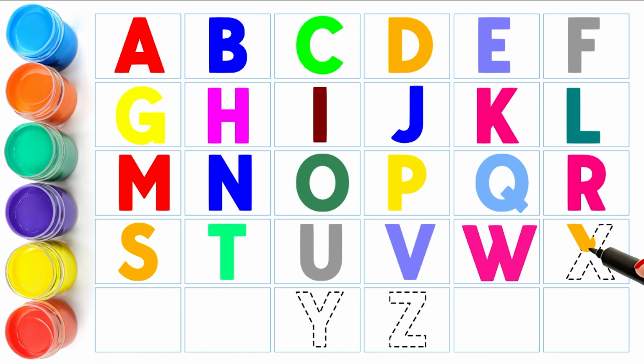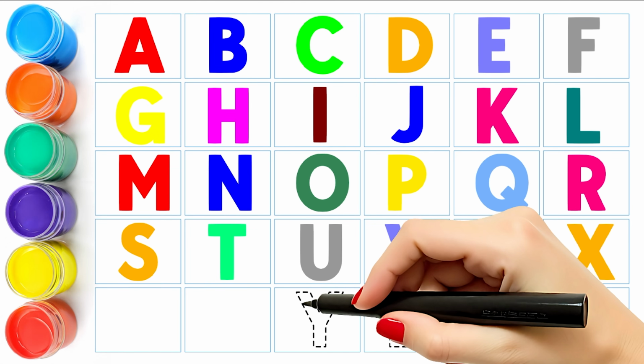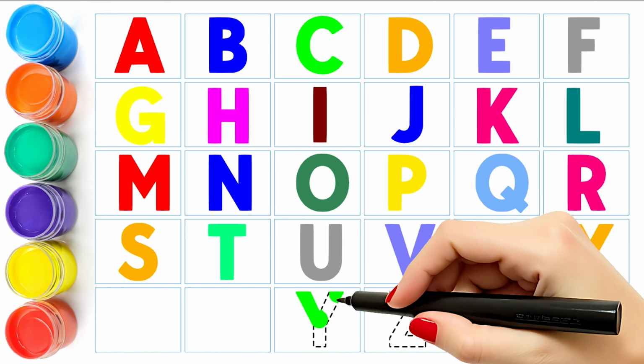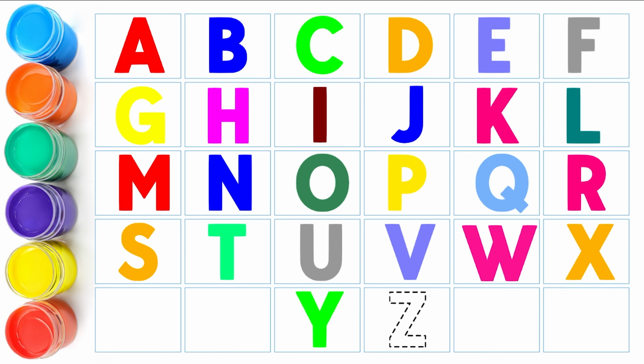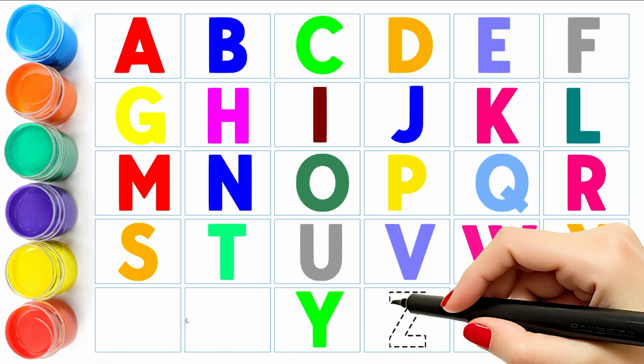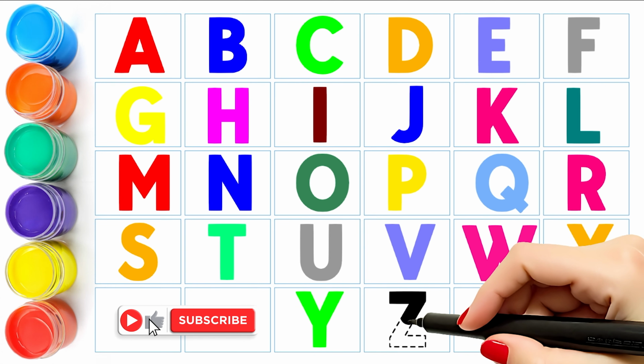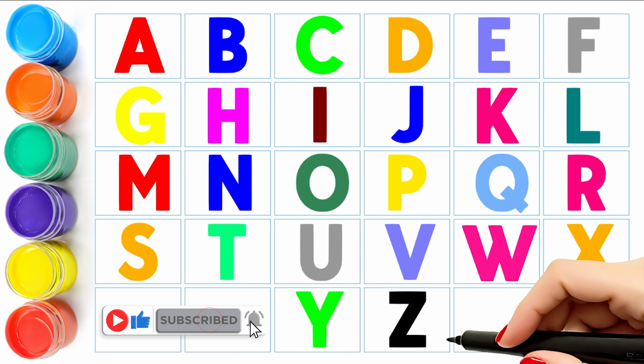Old Macdonald had a farm, X for xylophone. And on his farm he had a cow, E-I-E-I-O. With a here and a there, everywhere. Old Macdonald had a farm, Y for yo-yo. Z for zoo.